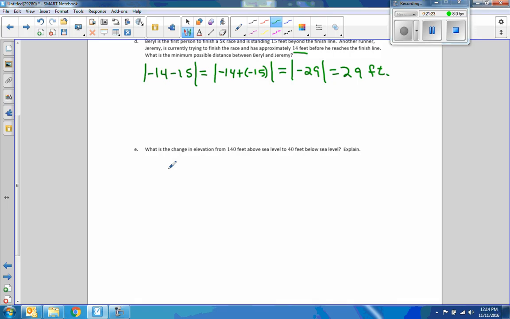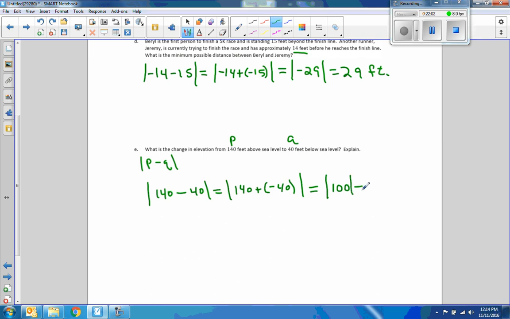E, what is the change in elevation from 140 feet above to 40 feet below? So here's our P, here's our Q, and our formula is the absolute value of P minus Q. So we say the absolute value of 140 minus 40 equals the absolute value of 140 plus a negative 40. Which equals the absolute value of 100, which is 100 feet.